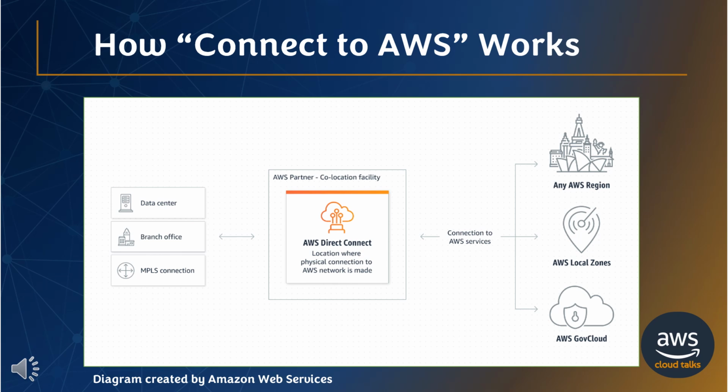The diagram is created by Amazon Web Services. It shows the key features of AWS Direct Connect and how you can connect to AWS Region, AWS Local Zones, and AWS GovCloud directly from your on-premises data centers and branch offices. We recommend you read the diagram and get a clear understanding about how AWS Direct Connect works.